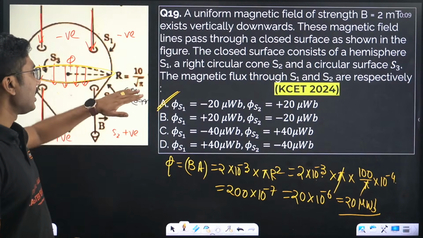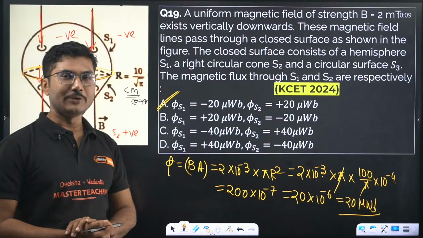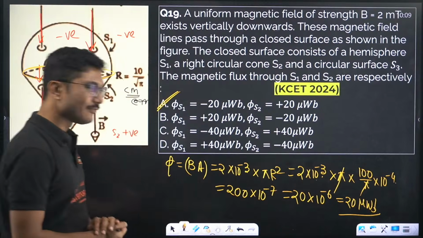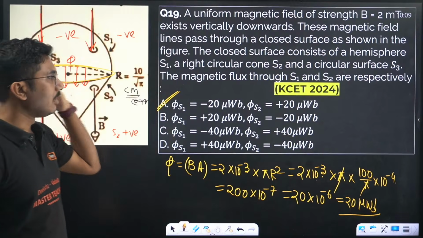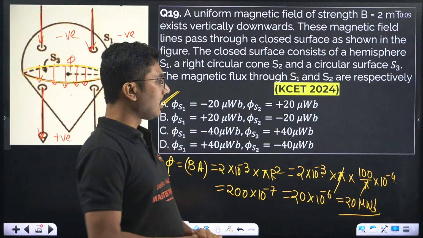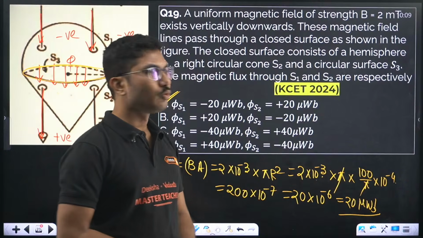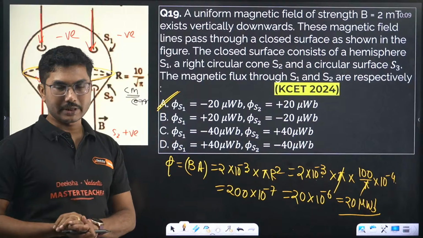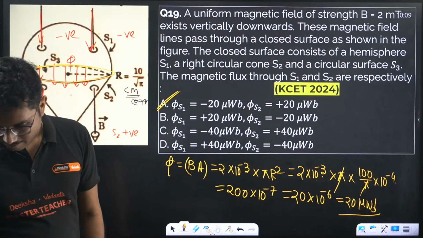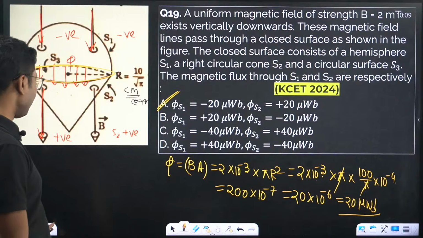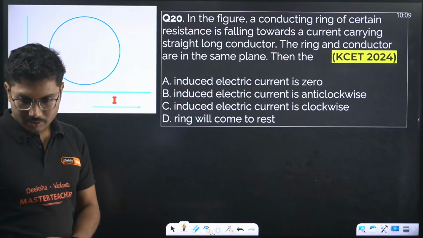As I mentioned, because they forgot to mention the unit, you will not get 20 microweber. If you take this as meter by default, it will not come to be microweber. It will come out, I think, 0.2 Weber, like that. So that's why this question was given as a bonus. Yes, 19A is the answer for this question, right?